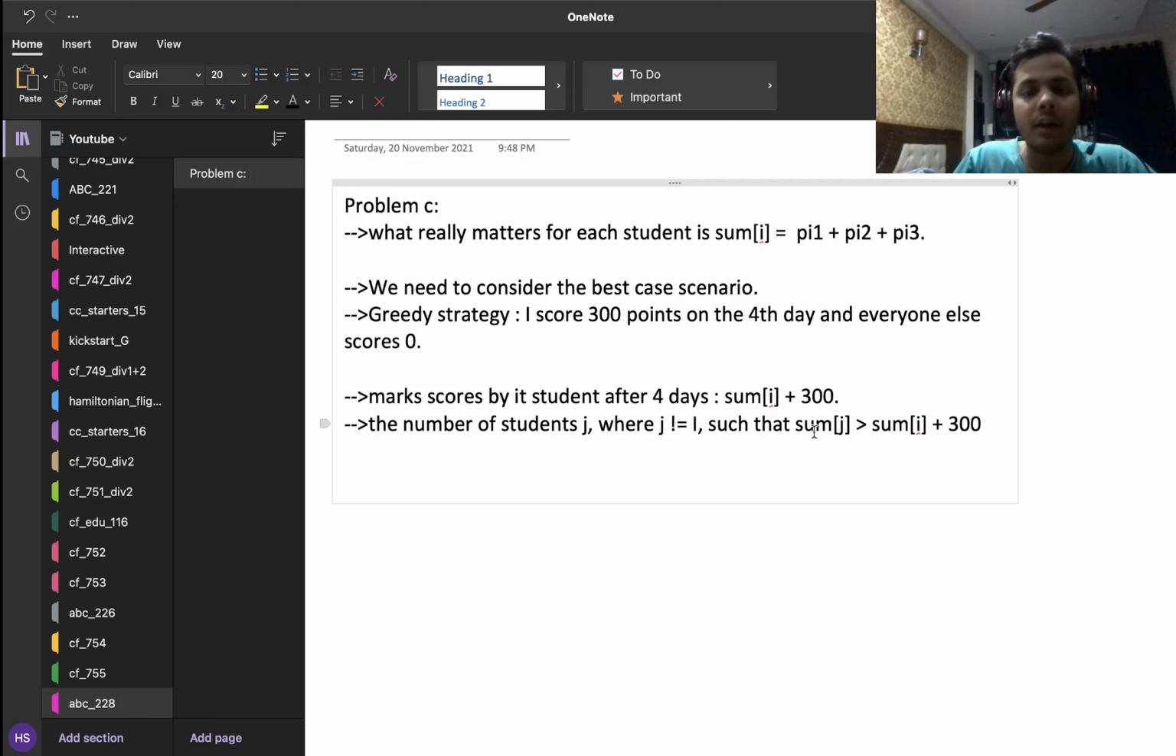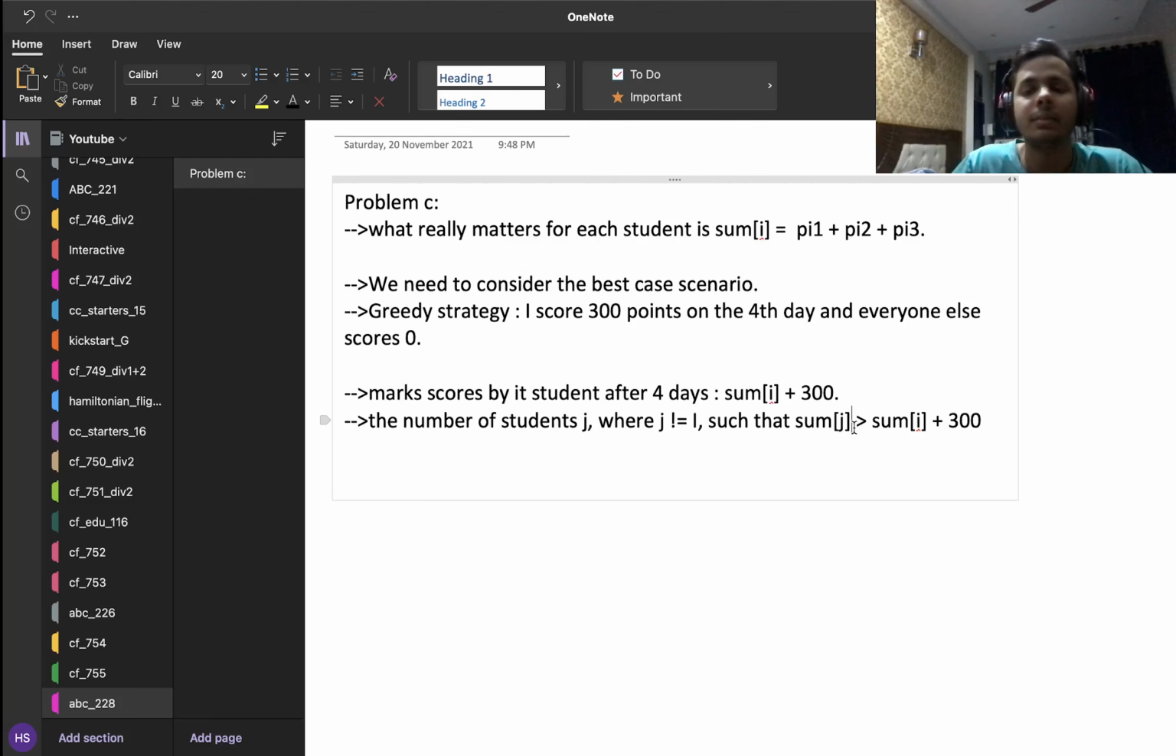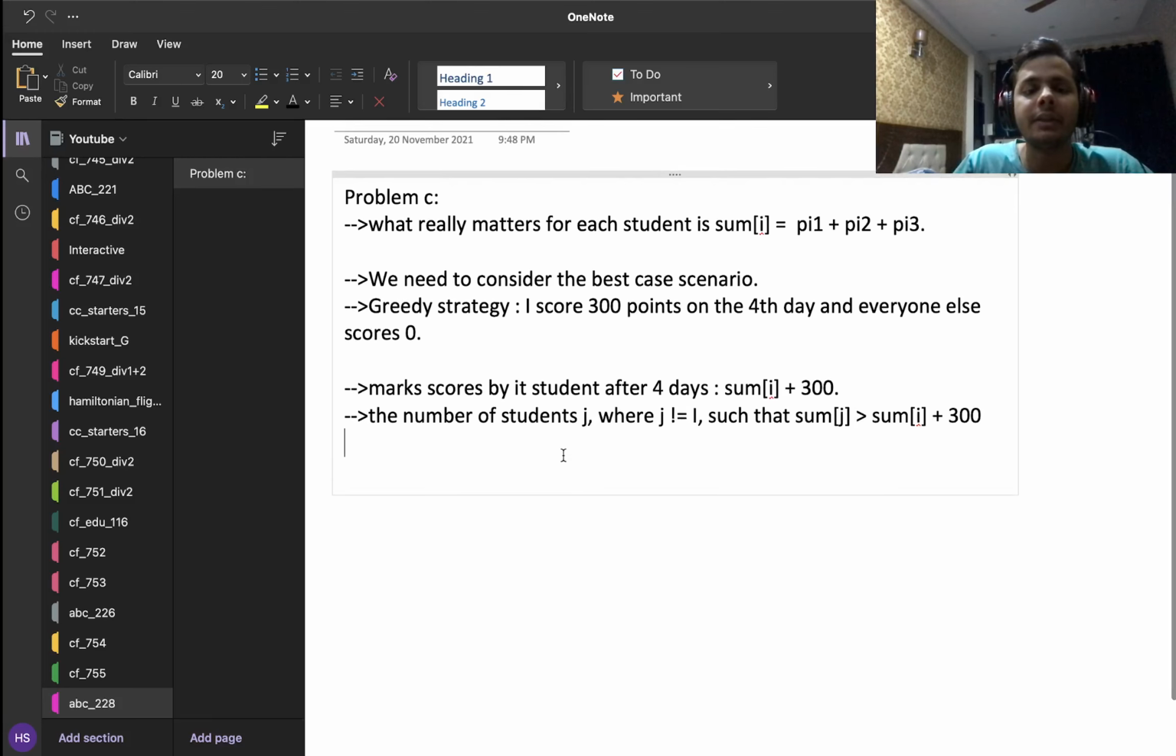Obviously, once I have figured out this logic, it is very easy to find this number. We can just sort the sum array and do a binary search to figure out the number of people who are scoring strictly greater than sum of I plus 300. That is a really easy thing to do. So yeah, this concludes the solution. I can just sort the sum vector and find out the total number of people who have sum greater than sum of I plus 300, and that can be done using upper bound, and just check whether that number plus 1 is less than or equal to k or not. If that is the case, then the answer would be yes, otherwise it would be no.